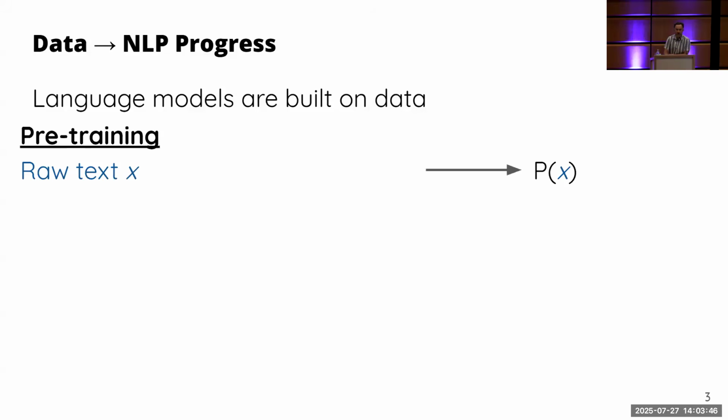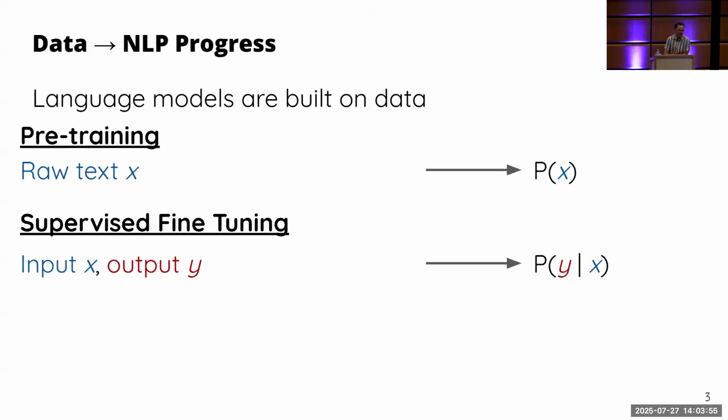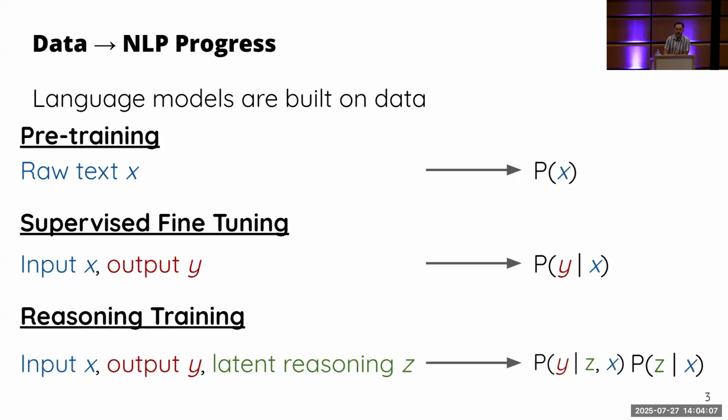There's a number of ways that we can build data, and synthetic data has been used in all of them. The first is through pre-training, or straight-up language modeling on raw text. The second is for supervised fine-tuning, where you have an input X and an output Y, and you want to optimize the probability of the output Y. And finally, more and more recently, there's been a lot of work on reasoning, latent reasoning models that also have some sort of reasoning chain Z. And synthetic data is very useful in all of these cases.